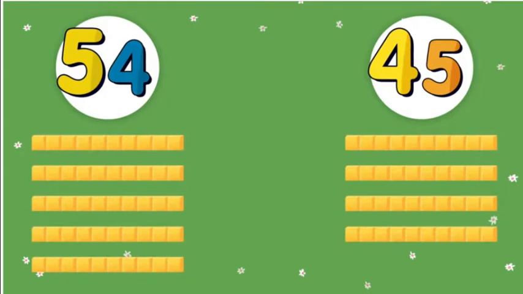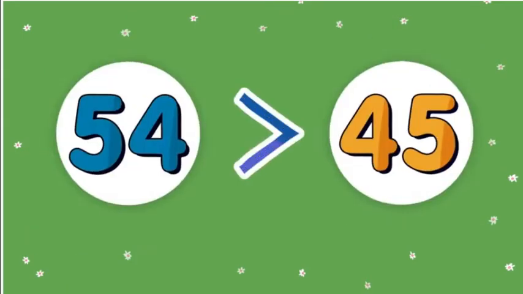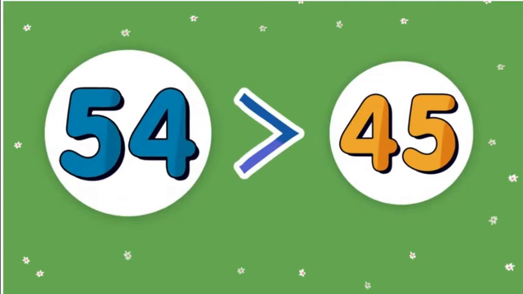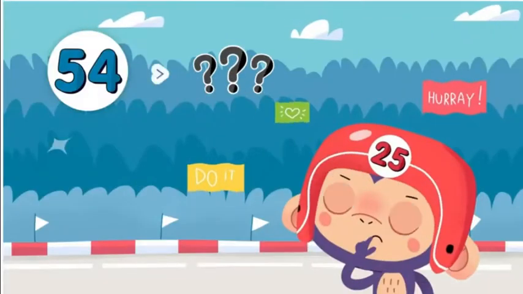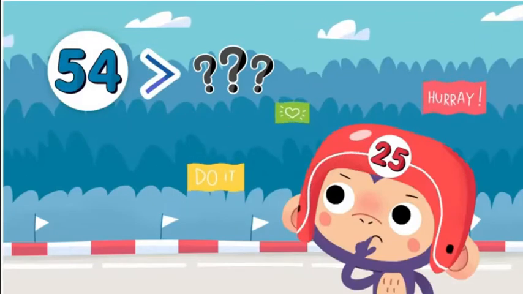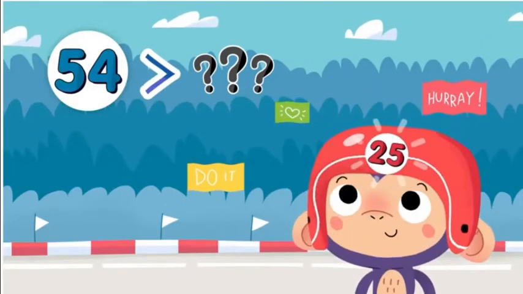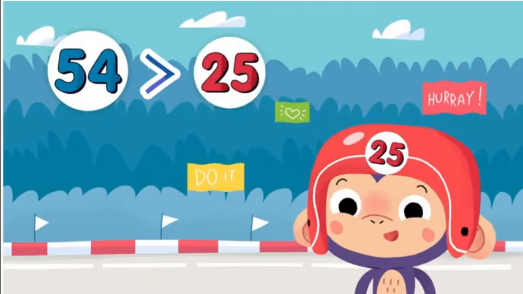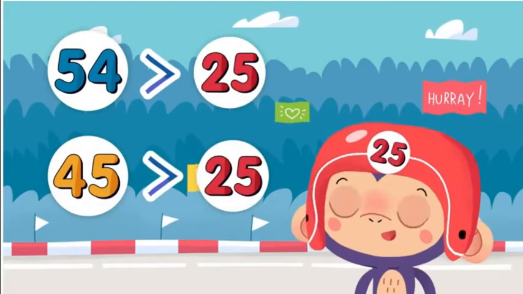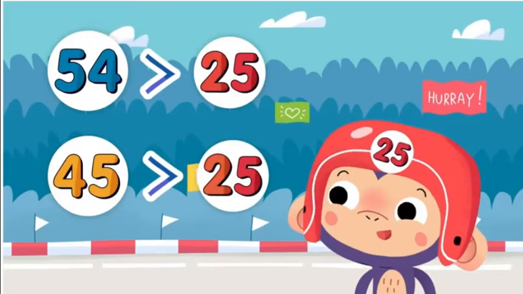54 is greater than 45. That also means that 45 is less than 54. Do you see another number that is less than 54? Yes, 25 is less than 54. It's less than 45 too, because number 25 only has a 2 in the tens place.